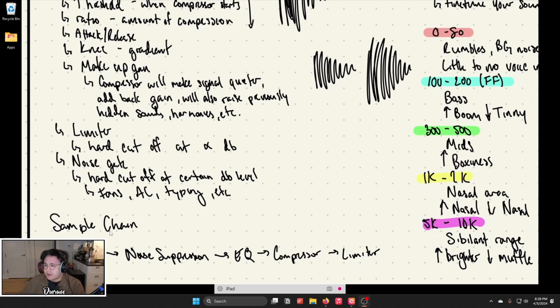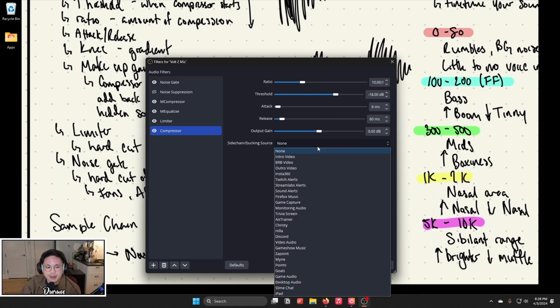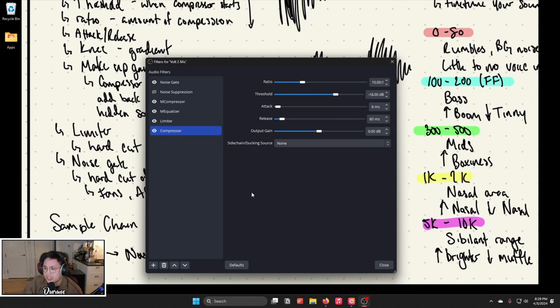What does ducking do? Ducking is the same thing as sidechaining. So you can see here, I have all my sources. If I sidechain my mic to one of these things, when I talk, that audio is going to duck out while I'm talking. And then it's going to come back when I stop talking. And that's something that's really cool.